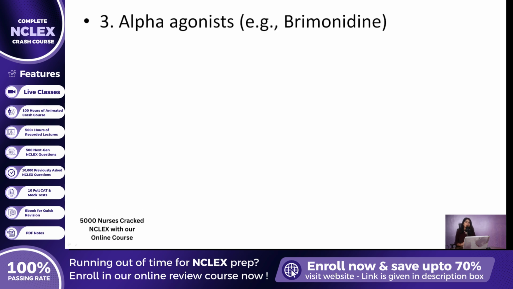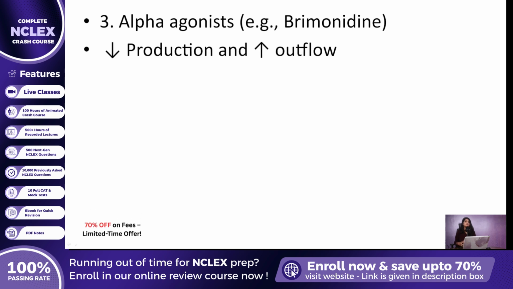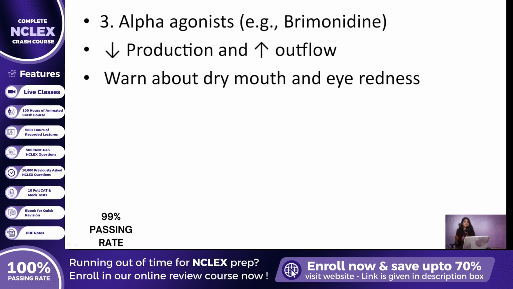These effects are not harmful but can be cosmetically noticeable, so it's important to counsel patients in advance. Next, we have alpha agonists such as brimonidine. This class of drugs does two things at once. It both reduces the production of aqueous humor and increases its outflow, making it very effective. Now, as the nurse, you'll want to tell your patient to watch for side effects like dry mouth and eye redness, which are quite common with brimonidine.